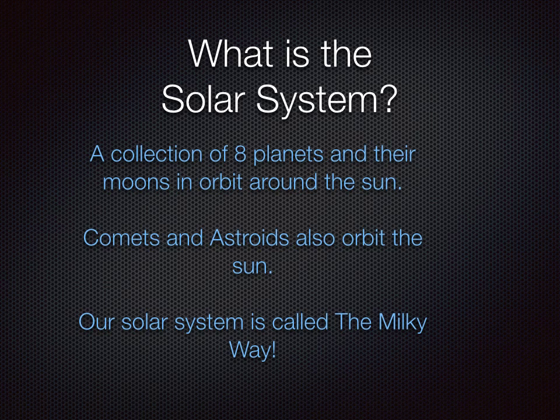So what actually is a solar system? Well, the solar system is a collection of 8 planets and their moons in orbit around the sun. As we know, orbit means to circle around, so in this case, all of these objects are circulating around the sun. There are also other smaller bodies in the form of asteroids and comets that are also in circulation. Our solar system is called the Milky Way.